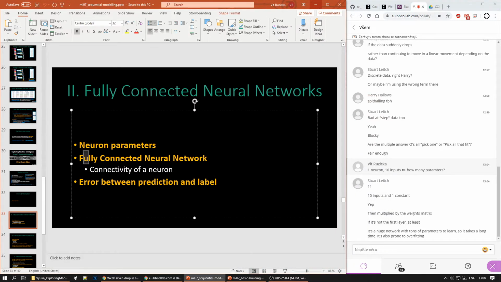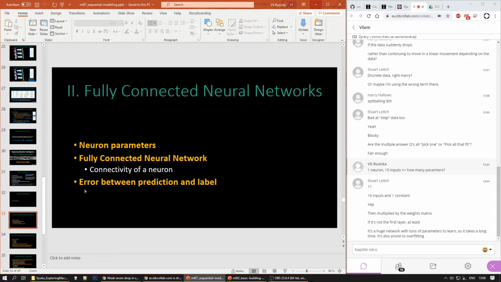Okay, but nonetheless, we still use fully connected layers, and I will ask about that in the next topic. Okay, how would we calculate the error between the prediction and the label? And we can start by defining what is a prediction and what is a label if you want as well.